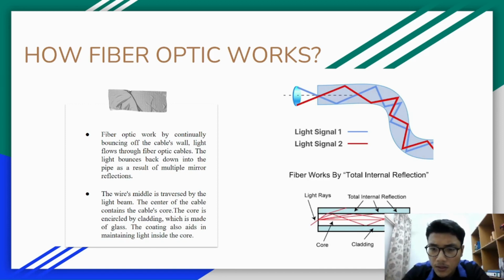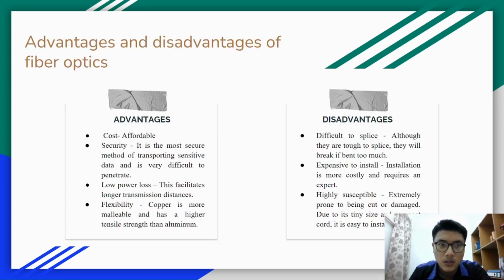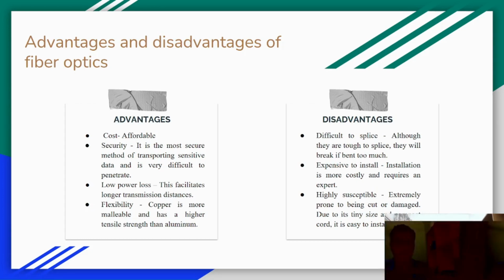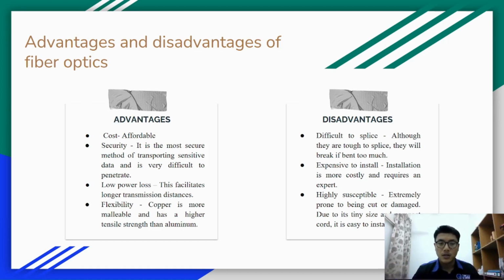So what are the advantages and disadvantages of fiber optic? For the advantages, the cost is affordable. For security, it is the most secure method of transporting sensitive data, and it is very difficult to penetrate. Low power loss facilitates longer transmission distance. And the last is flexibility. Copper is more reliable and has a higher tensile strength than aluminium.